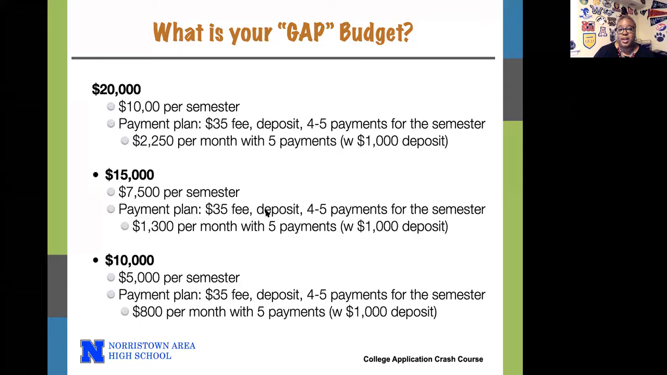With the payment plan, with a $1,000 deposit, you're going to be paying $1,300 in 5 payments. If you have a $10,000 gap, which is the one I see the most at our school, between 10 and 15, you're going to be paying $5,000 a semester. With the payment plan and a $1,000 deposit, that's $800 a month, $800 for 5 payments. So maybe the conversation you want to have is: how much can I pay per month on a payment plan, or how much can we pay towards the semester?